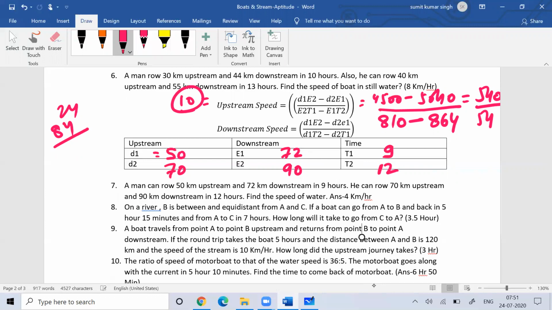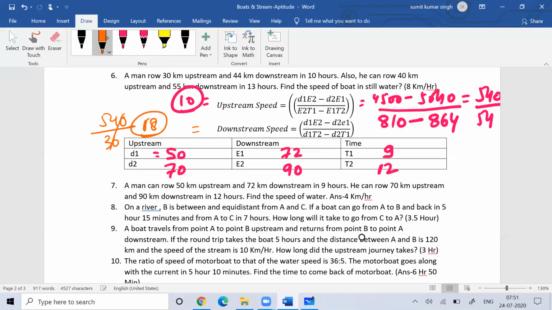Okay, the numerator is the same only. So here this would be 540 only, and the denominator would be D1 T2. So D1 T2 means 600 minus D2 T1. 600 minus 630 means 30. So you will get 18.